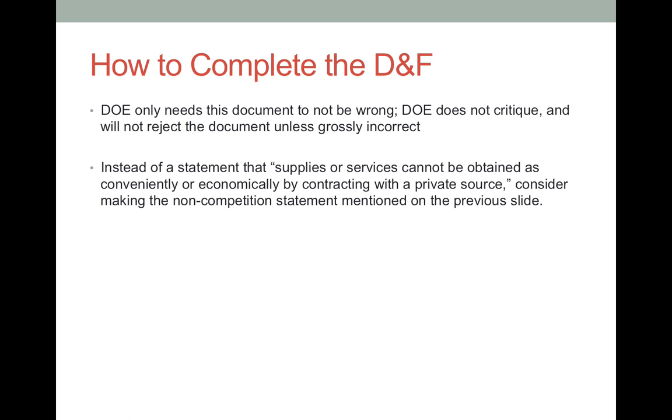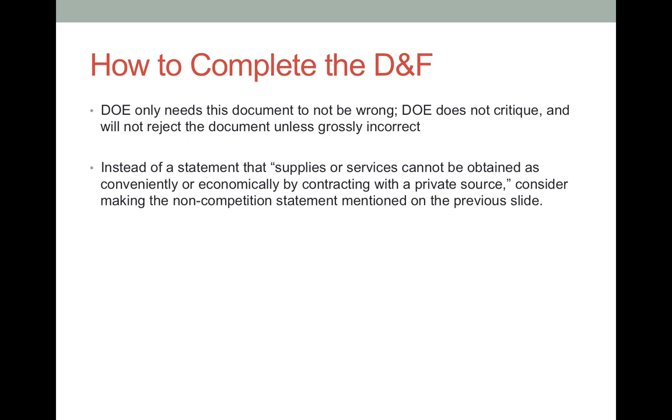One of the FAR requirements for the DNF is to certify that the supplies or services cannot be obtained as conveniently or economically by contracting directly with a private source. This is half true because the supplies or services must not be available from the private source, regardless of convenience or economics, if the work is being funded at an FFRDC.